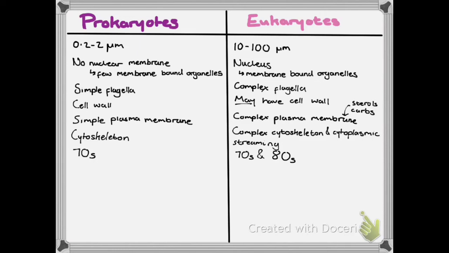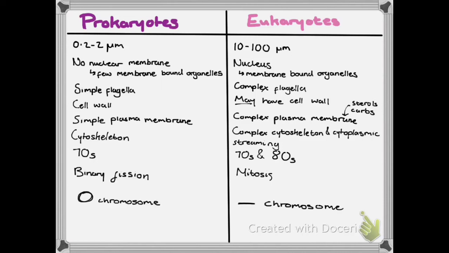such as mitochondria. Prokaryotes have circular chromosomes in DNA, while eukaryotes have linear ones. And finally, they both have two different forms of cell division, so prokaryotes use binary fission, while eukaryotes use mitosis.